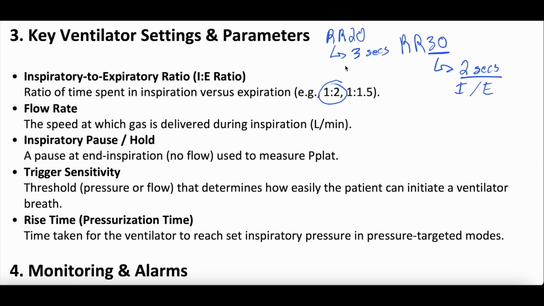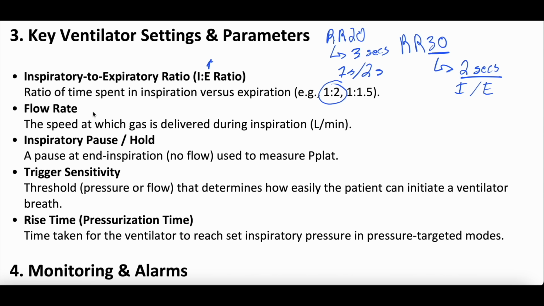So if I have an I to E of 1 to 2, it's going to be 1 second in inspiration and 2 seconds for expiration. And this gets really important for things like auto-PEEPing or breath stacking. Again, we have an episode on that. We won't dive into it here, but you can adjust this I to E. You can increase the amount of time they're in expiration if they have something like obstructive lung disease, where you have a much more prolonged expiratory phase.